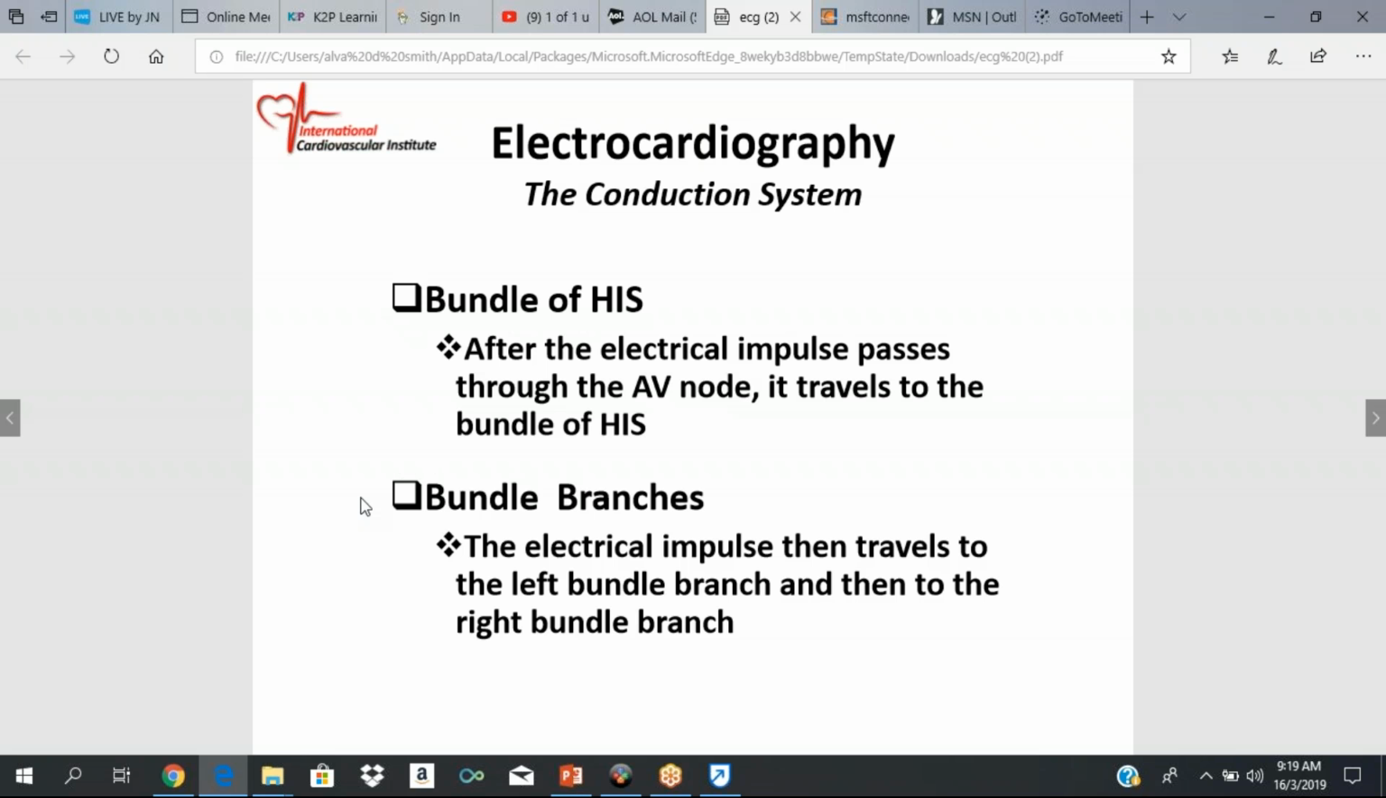After the bundle of His, you have what we call the bundle branches. You have the left bundle and the right bundle. The left bundle is divided into an anterior fascicle and a posterior fascicle. So the electrical impulse then travels to the left bundle branch and then the right bundle branch. So that is the normal transit of impulse.